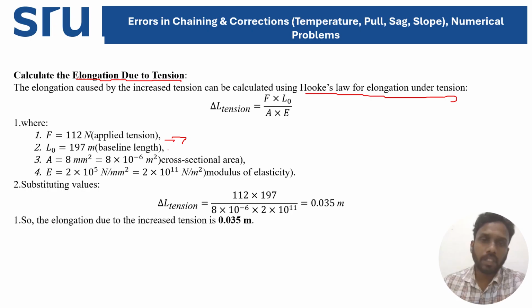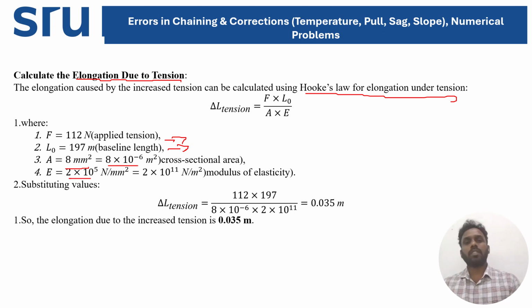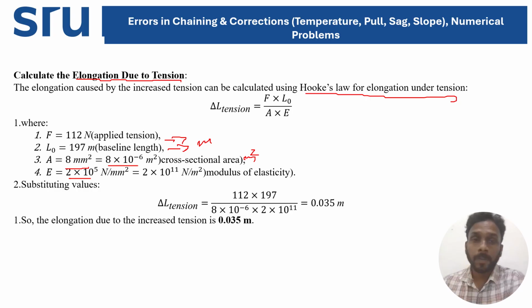L naught is the measured base distance, what you have measured accordingly. And A is the area in mm square, 8 into 10 power minus 6 cross-section area, and E is, because it is made of mild steel, 2 into 10 power 5, which is the standard value applied. When we convert to meter, because your length is in meter and A is in mm square, that mm square has to be converted into meter square.